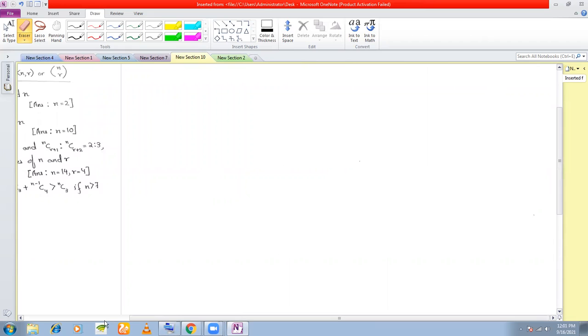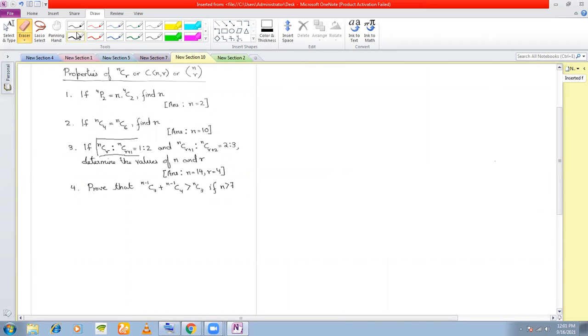Look at the next one. Question is, prove that (n minus 1)C3 plus (n minus 1)C4 is greater than nC3 if n is greater than 7. Okay. So we start with this. We have (n minus 1)C3. Although we have to prove this, we'll start with this and we'll show that it is greater than nC3.